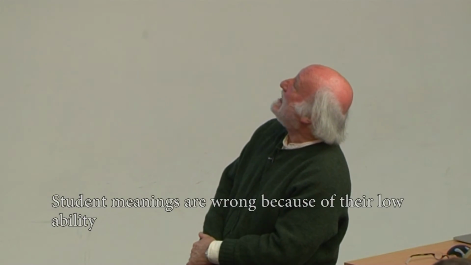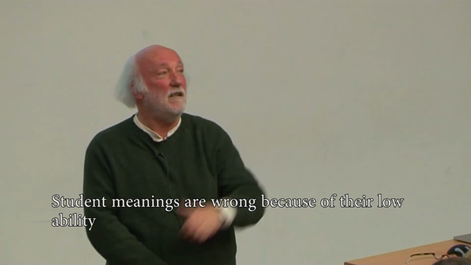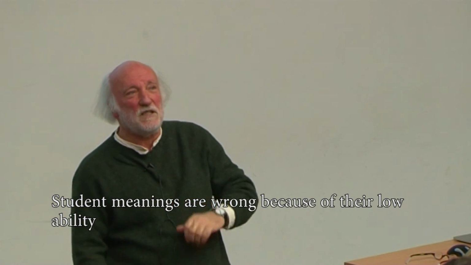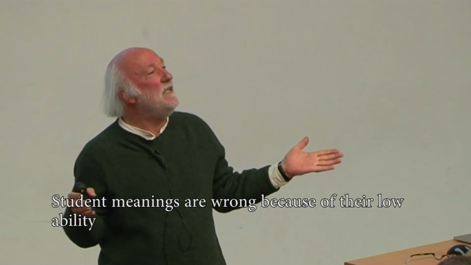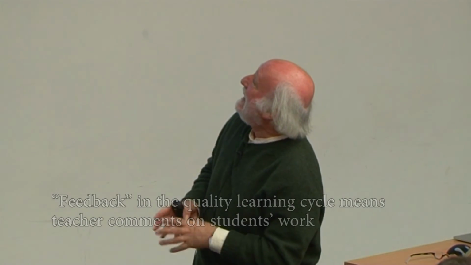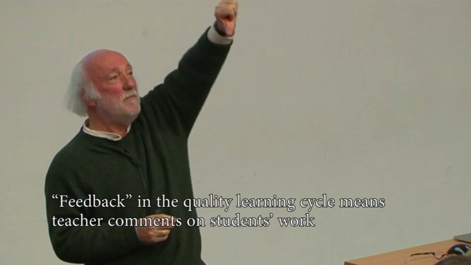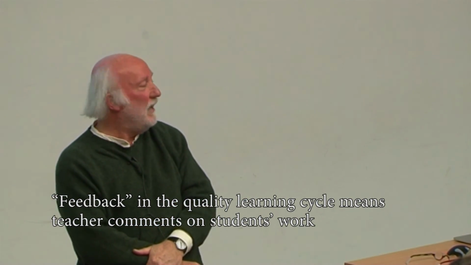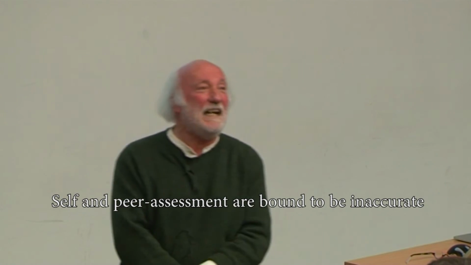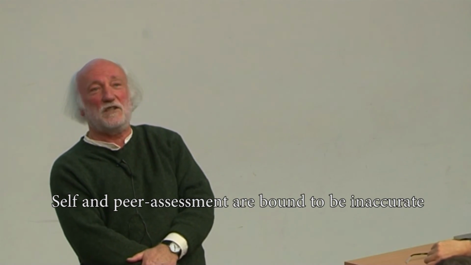Number 2, you notice I'm getting feedback from that as to whether you've understood it, yeah? So, student meanings are wrong because of their low ability. Thumbs, almost everybody thumbs down, you're absolutely right. High ability people make these misconceptions while they learn. Everybody does. Feedback in the quality learning cycle means teacher comments on students' work. Thumbs? No, it doesn't. You're absolutely right. Thumbs down everywhere. I think you're all doing very well on this. I'm surprised at this time of life. Very good. Self and peer assessment are bound to be inaccurate. Thumbs, you all disagree with that.